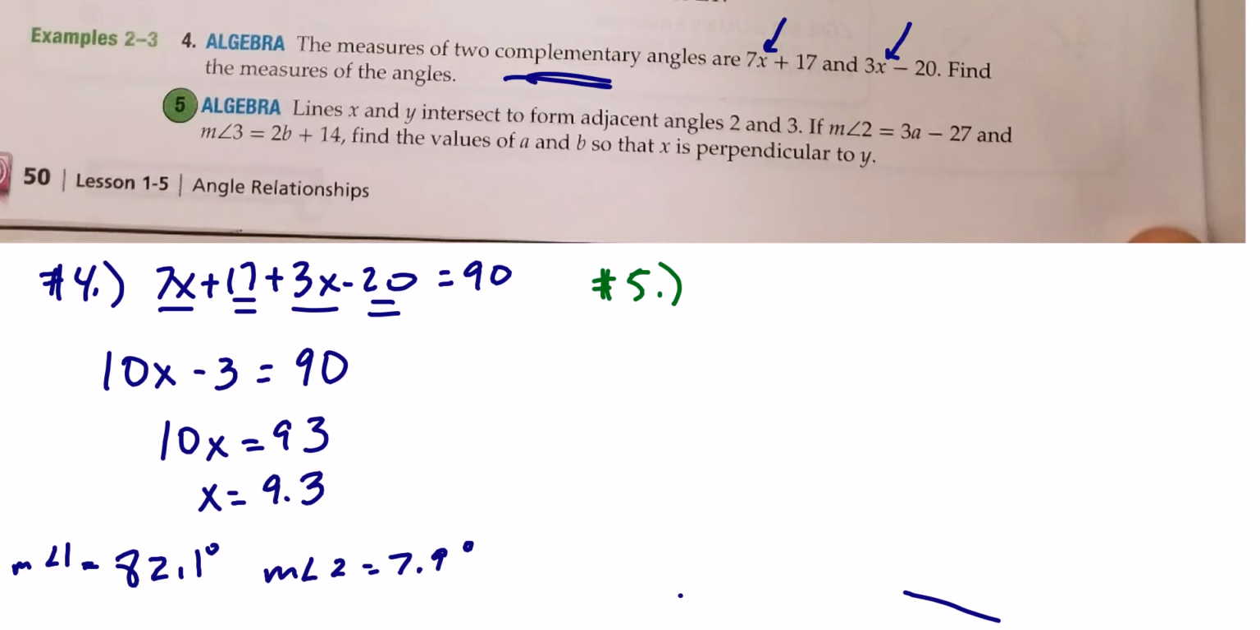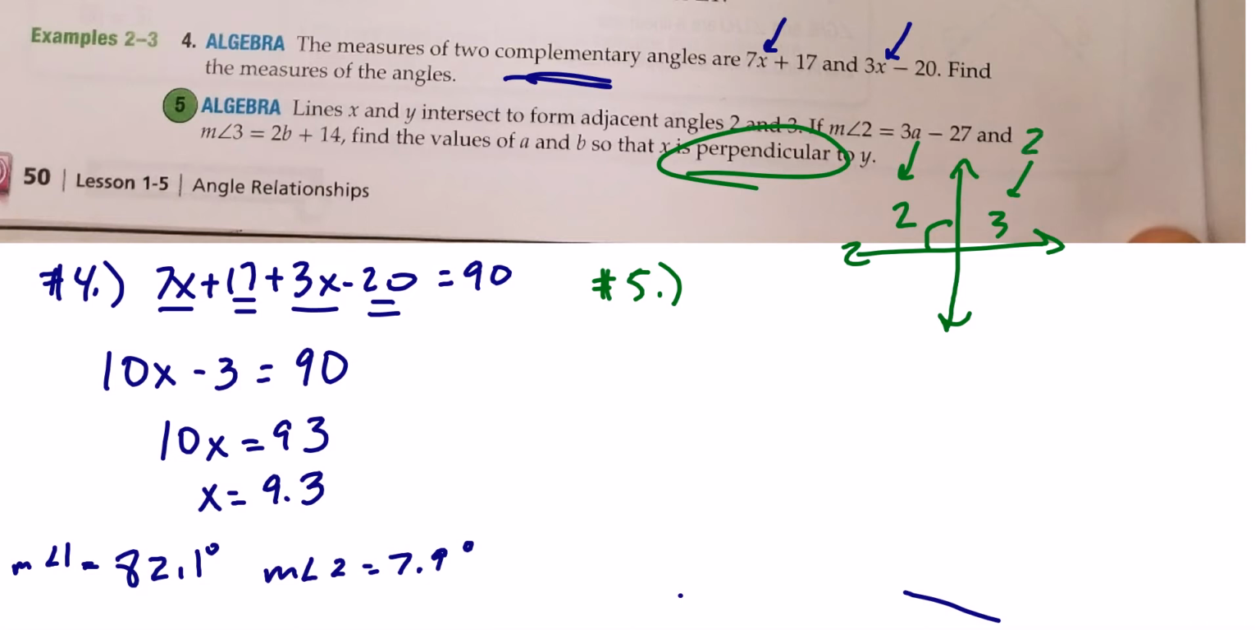Alright, number 5 says lines x and y intersect to form adjacent angles 2 and 3. The measurement of angle 2 is 3a minus 27. The measurement of angle 3 is 2b plus 14. Find the values of a and b, so x is perpendicular to y. So as soon as I see that word perpendicular, I know it's going to look something like this, where all those are 90 degrees. So I'm going to call this guy angle 2. I'm going to call this guy angle 3. Angle 2 is going to be 3a minus 27. Angle 3 is going to be 2b plus 14.